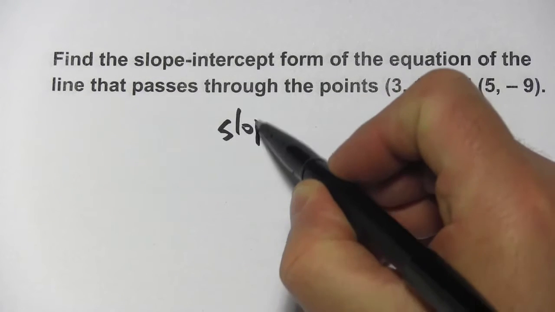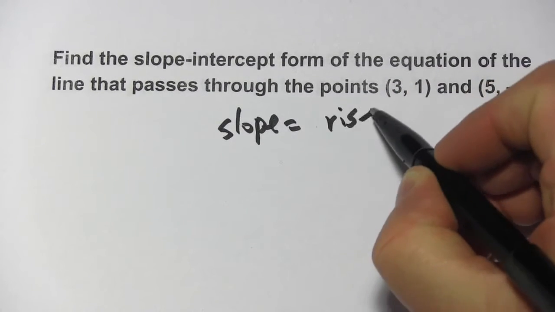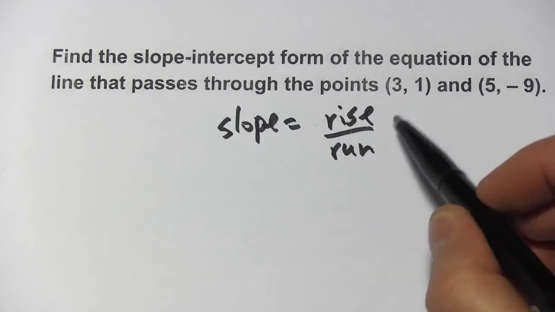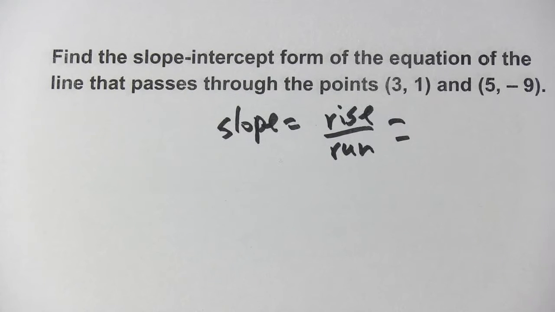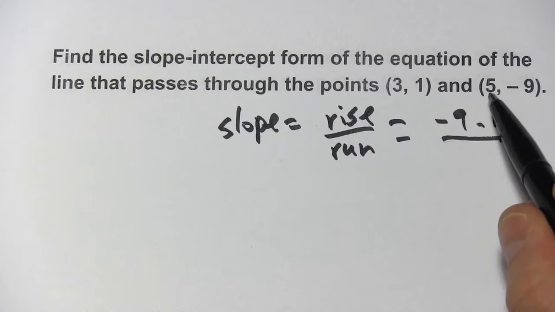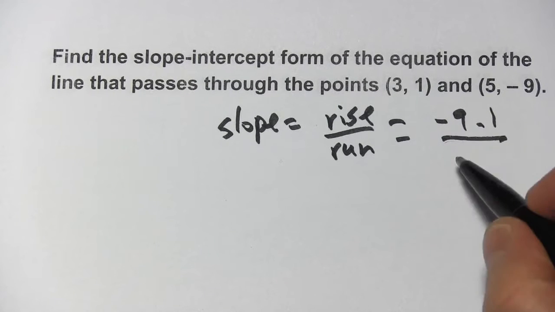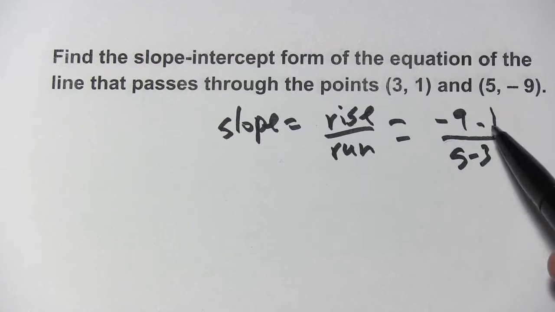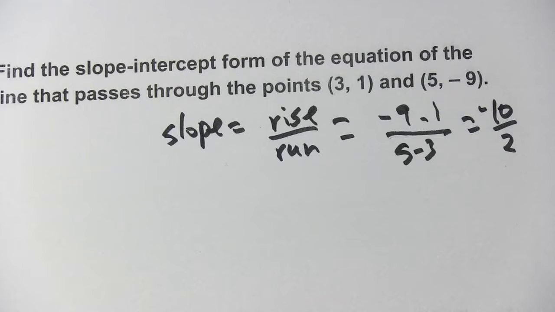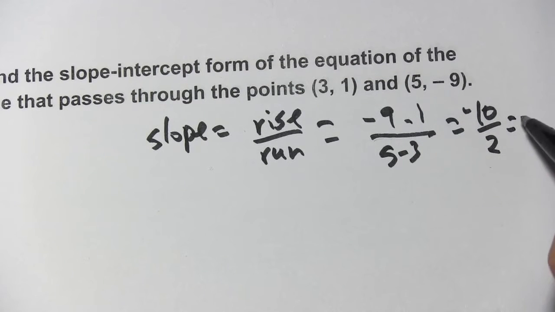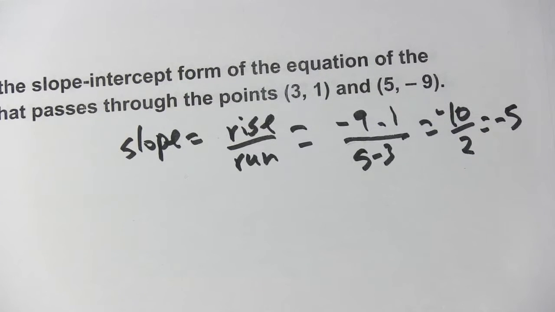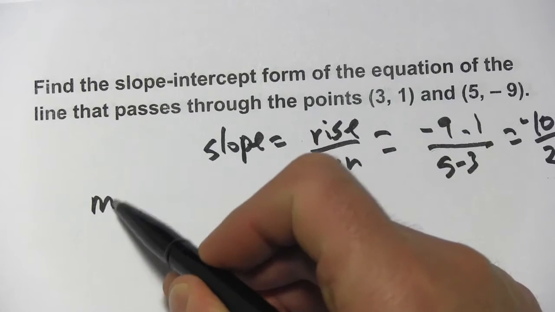Remember, the slope is rise over run, and we can determine the rise by the difference of the y-coordinates. So I'm going to take the y-coordinate of the second point and then subtract the first point, and do the same for the x-coordinates to get run. So that's 5 minus 3. So negative 9 minus 1 is a negative 10. 5 minus 3 is 2. So that is a slope of negative 5. All right, so we have our slope. I'll put it over here.